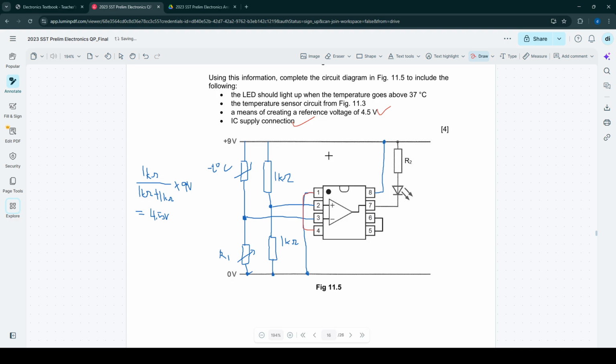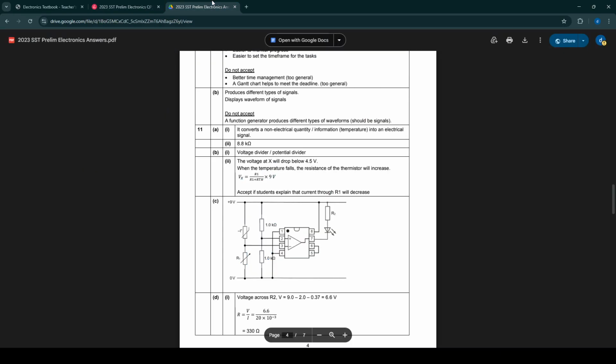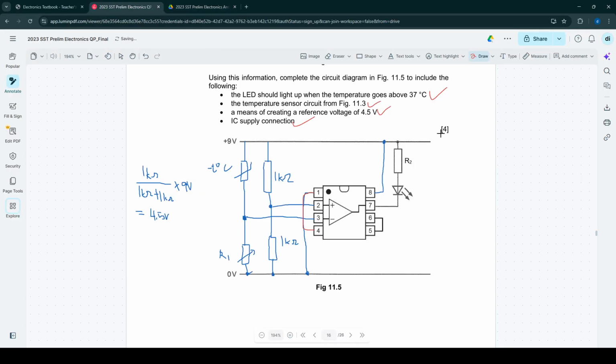Okay, a trick for voltage dividers is pretty much just ratios. So if you have the same resistance like this, it'll just divide the supply voltage in half. Temperature sensor circuit from 11.3, yes. And the LED should light up. Yeah, okay, and this is positive, right? This is negative. Okay, no, that's fair. Yeah, okay, 4 marks.